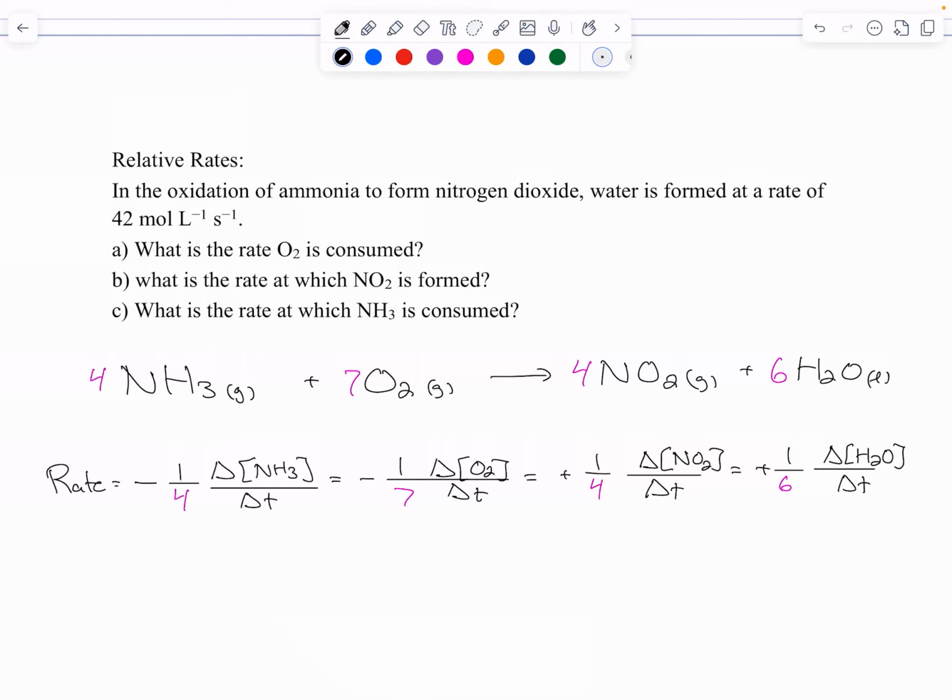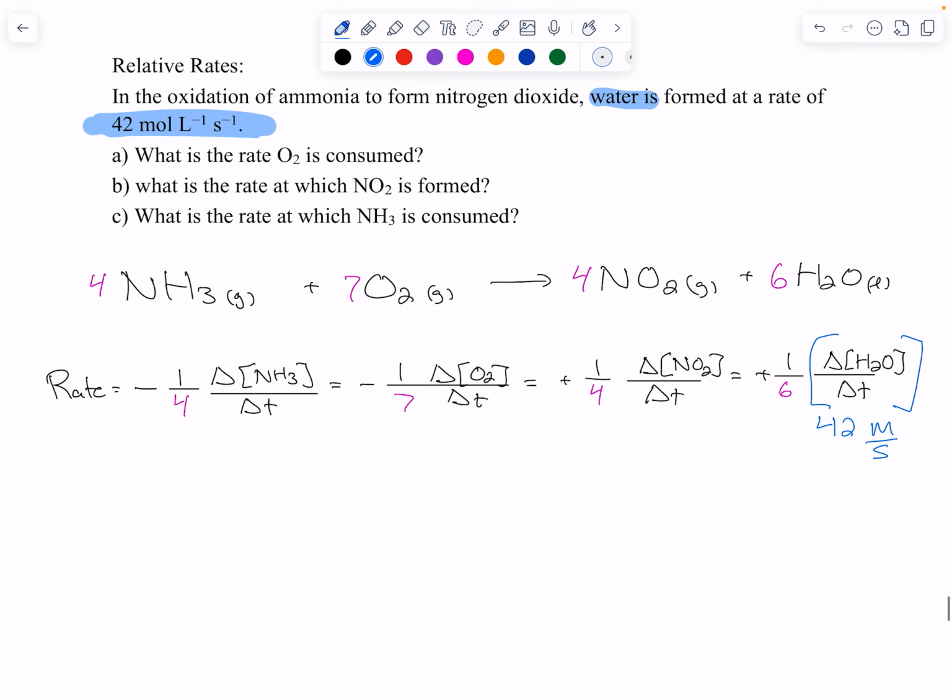I wrote those out. Now, which one do we know? We know water is this. So water is 42 molarity per second, right? So that's what this number is at that time, okay? And I would write this out until this becomes very, very concrete, because this is new. All right, again, remember, this is just a number, this is just a number, and that's a number. All right, they change, but they're just numbers.